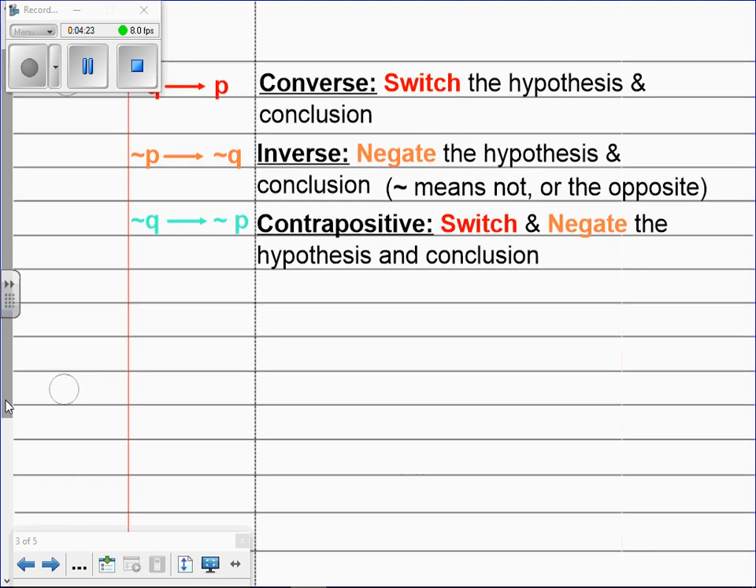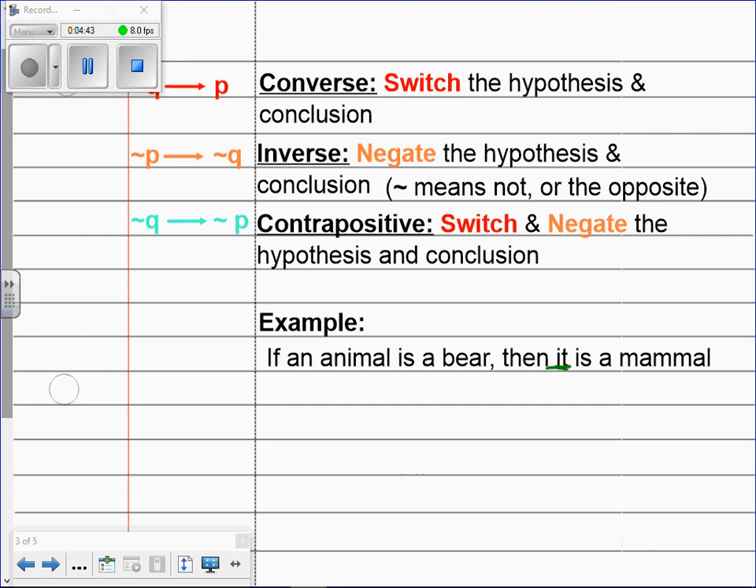So we're just going to do some examples on how to practice this out. So our conditional statement is going to be if an animal is a bear, then it is a mammal. So don't be confused. Here when we're talking about if it's an animal, then that it is talking about the animal. Okay? So I could have also said if an animal is a bear, then the animal is a mammal. Okay? So don't be confused by that.